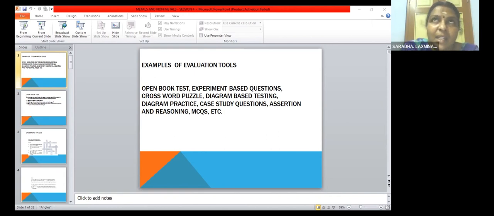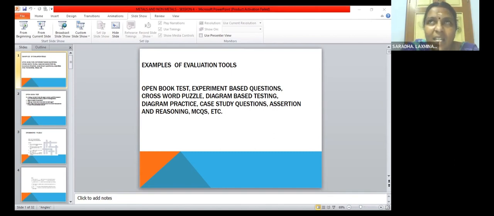This can be done in many cases like pollution. Open book test can be done even in many experimental things. In some cases, if the lab is not available that day, at that time we can go in for a simple open book test and experiment based questions.